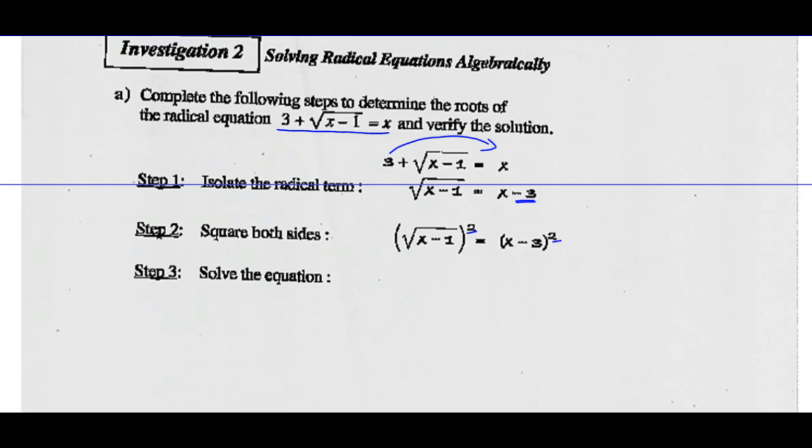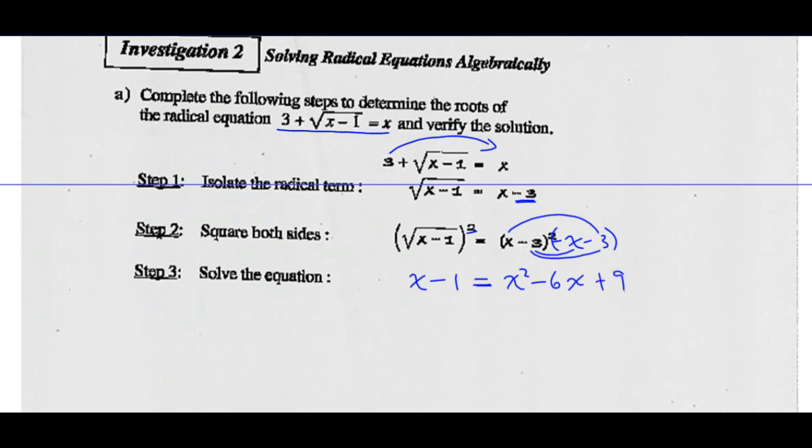So square root of x minus 1 all squared is x minus 1. x minus 3 all squared, well, we know how to square a binomial. That's the same as saying x minus 3 times x minus 3. So x times x is x squared, minus 3x minus 3x is a minus 6x, and negative 3 times negative 3 is a positive 9.